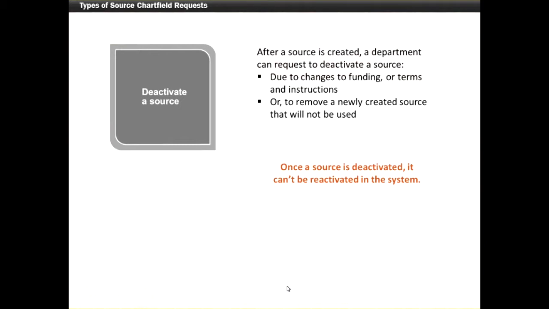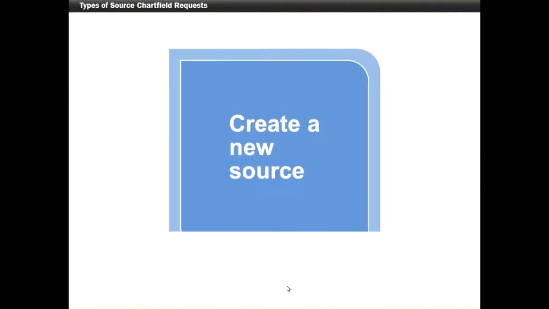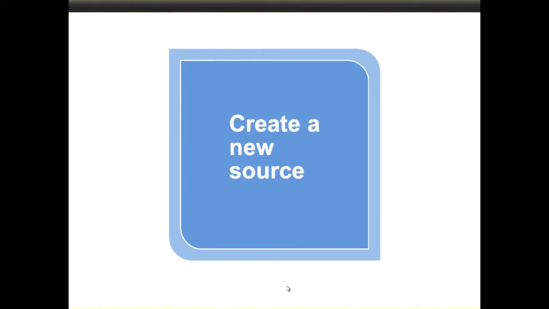When we go through our example and the demonstration, you'll see how there's some system checks to make sure that you confirm that you're really ready to delete a source. So now that we've taken a look at the different types of source chart field requests, let's actually go into one. We're going to go into create a new source. In this particular example, we are going to create a new conference for the Innovation and Entrepreneurship Department. It's an e-commerce conference. So we're going to request a new source to be entered into the system.